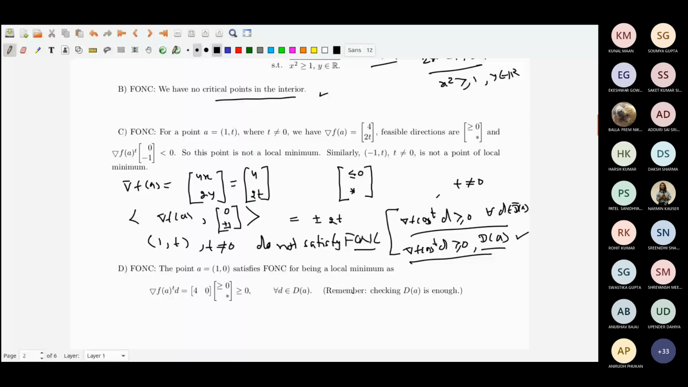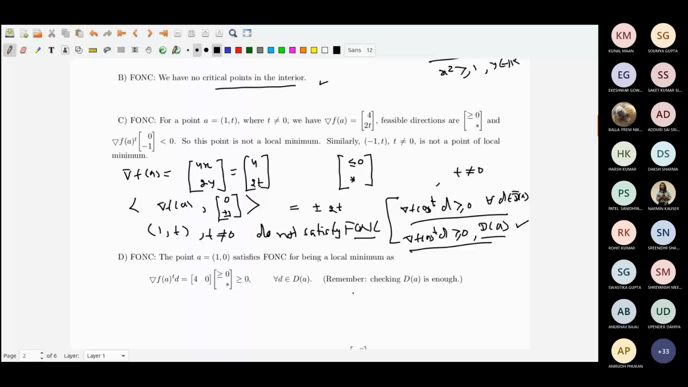Now what about 1 comma 0? The point 1 comma 0. At the point 1 comma 0, what is your grad f? Now grad f will be 4, 0. And what are the directions that you have?